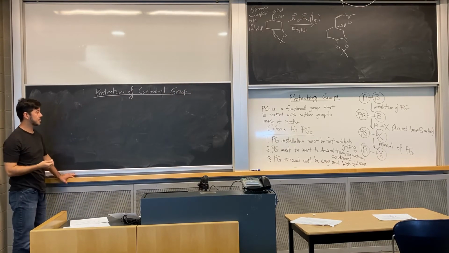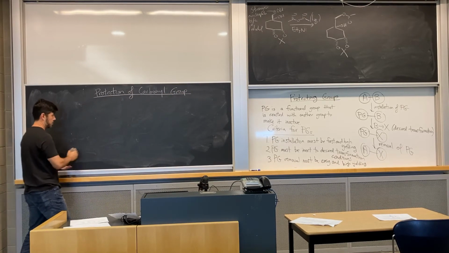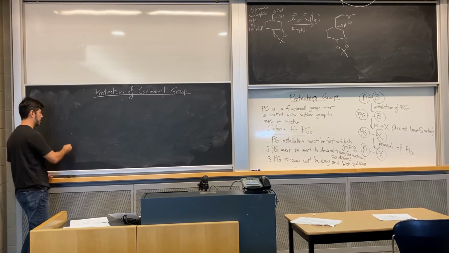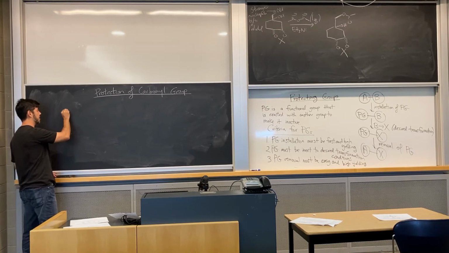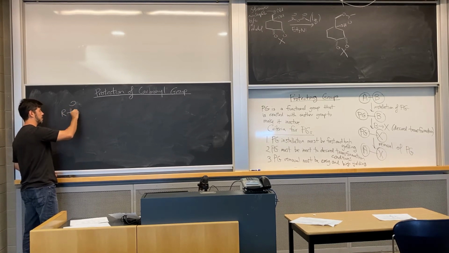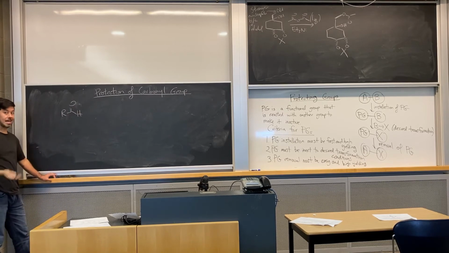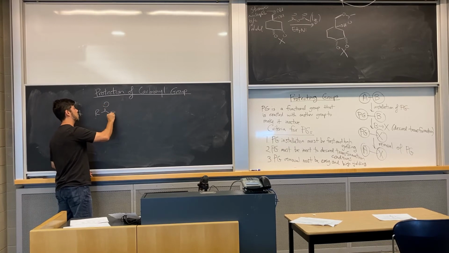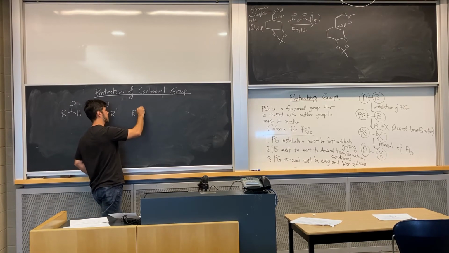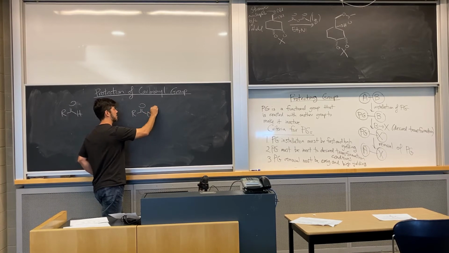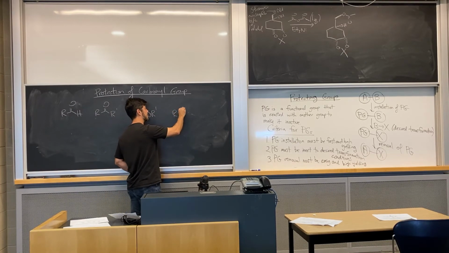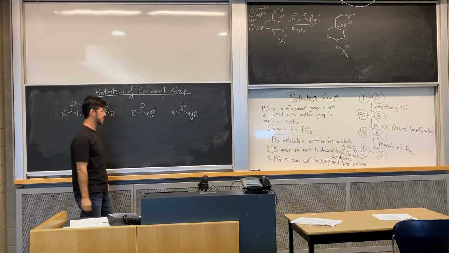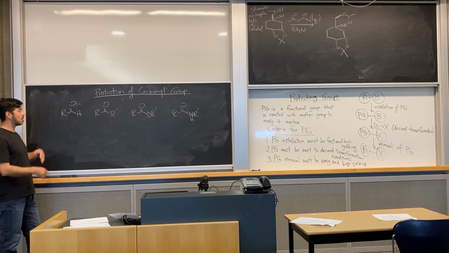Okay, so the protection of the carbonyl group. I'm going to draw 4 different carbonyl groups that are ubiquitous in organic chemistry that we use a fair bit. So this is our good friend, the aldehyde. This is now going to be a ketone. This is an ester, and that's an amide.